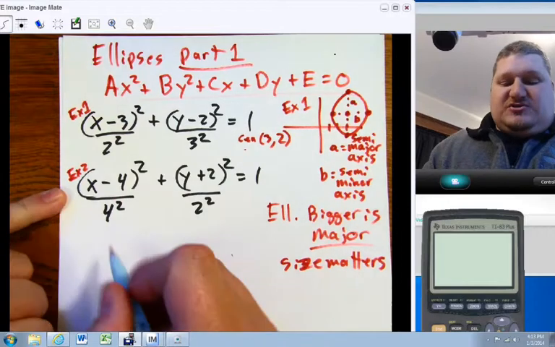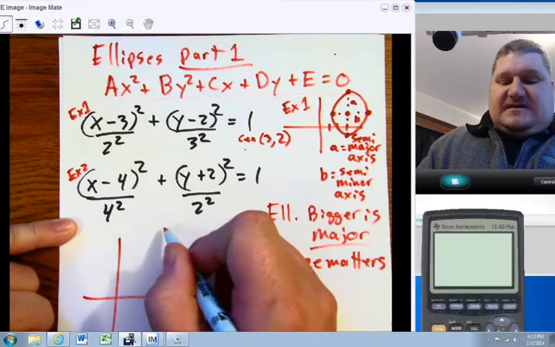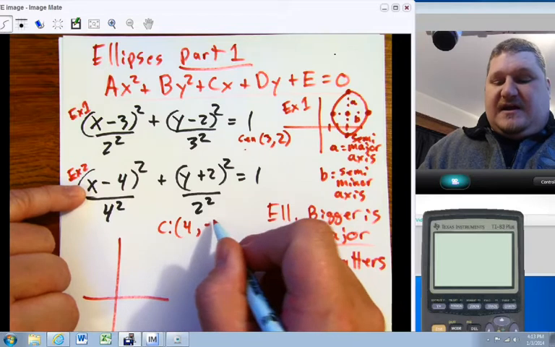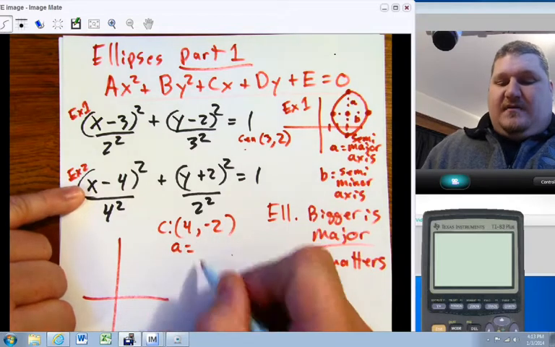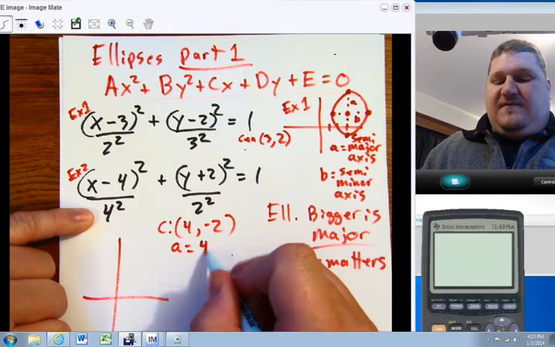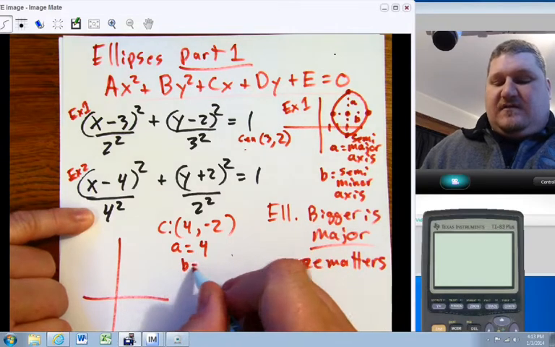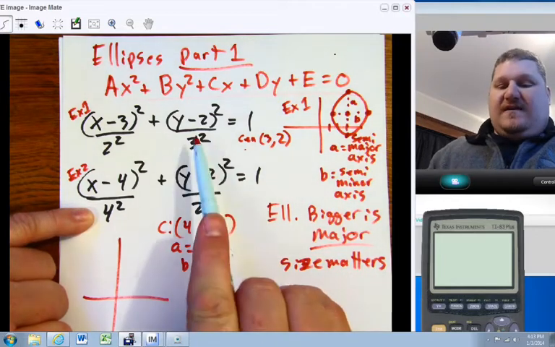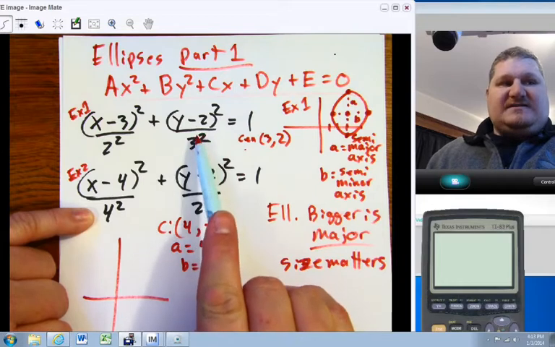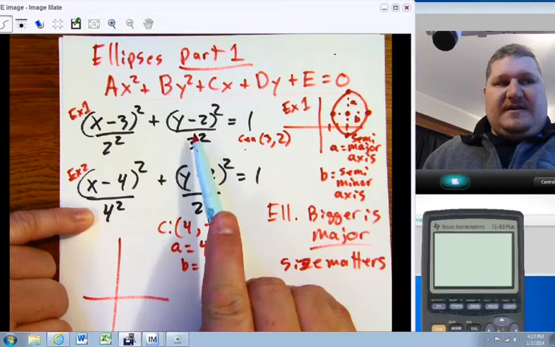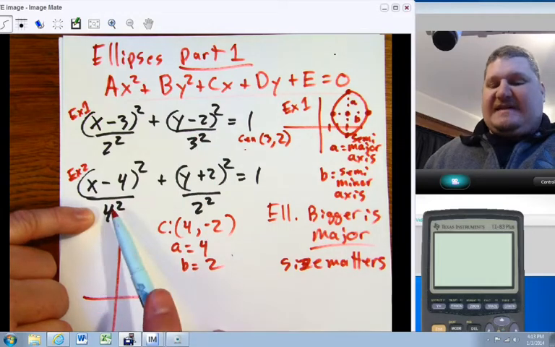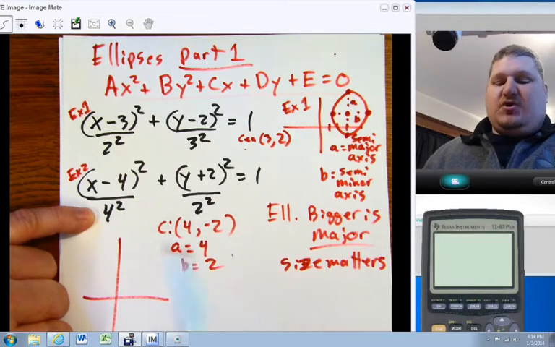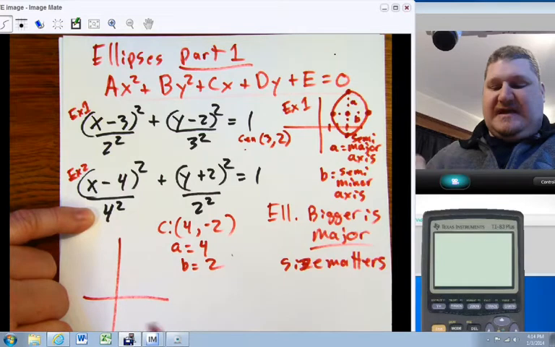For example number 2, we're again going to find the center. The center is going to be at 4, -2. The A, or the major axis, is going to be 4. The minor axis, or semi-minor axis, is going to be 2, which is B. Now you'll notice in the first example, the major axis, the A, was underneath the 3. In example 2, the A is underneath the X. It doesn't matter what order they come in. What matters is who's bigger. What's bigger? That's A.